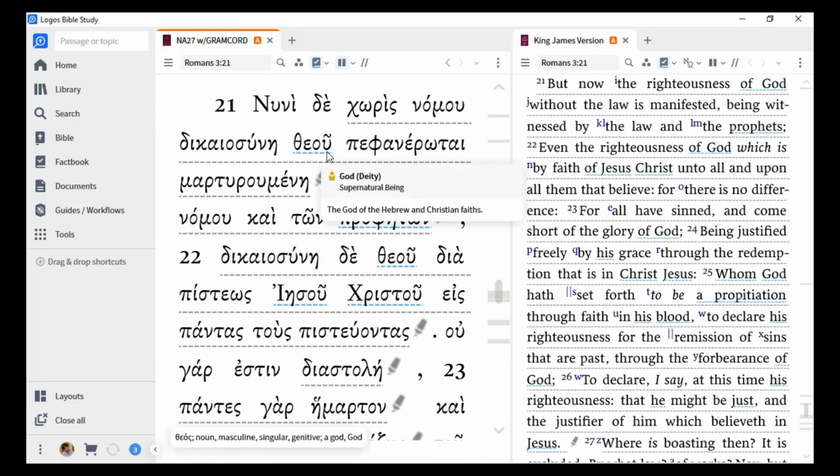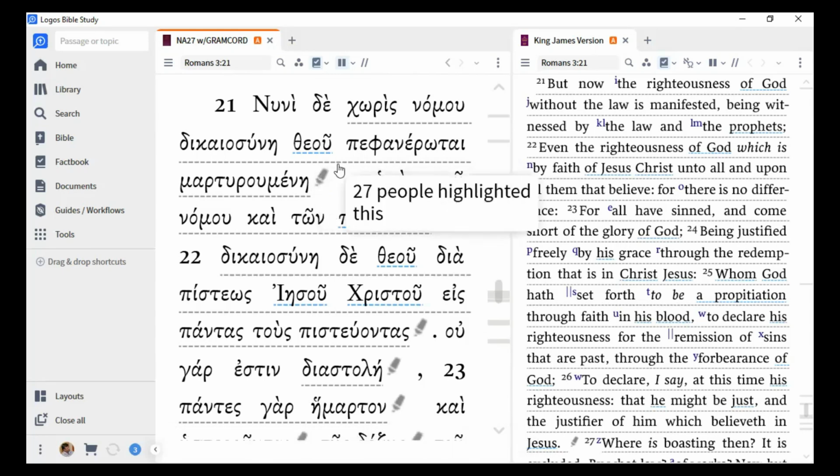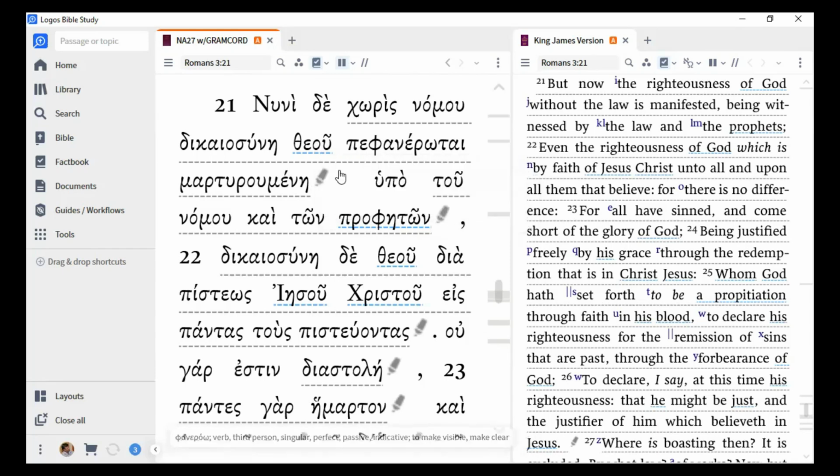This is the genitive case. In our Greek grammar, I have also shared my notes with you, and these endings are very important for you to learn. When you see omicron and upsilon, it is an ou ending, it shows the possessive case, the genitive case. Dikaiosune theou, righteousness of God. Pephanerotai means has been revealed.